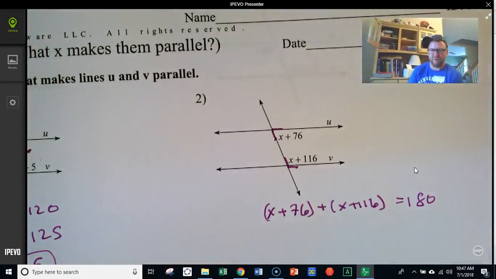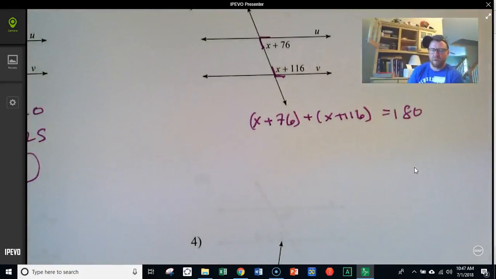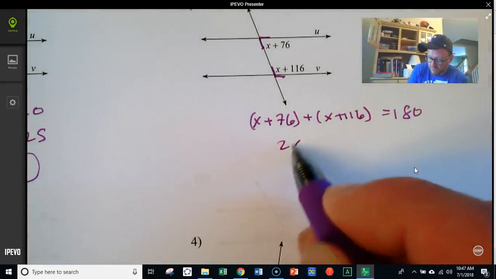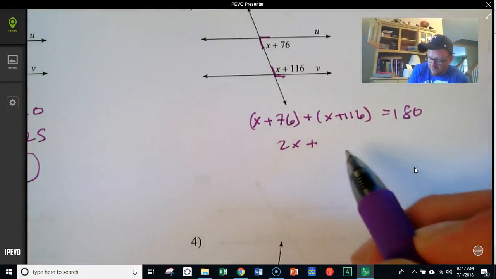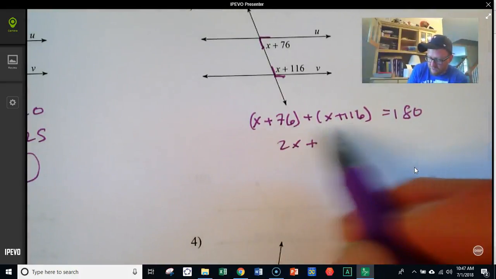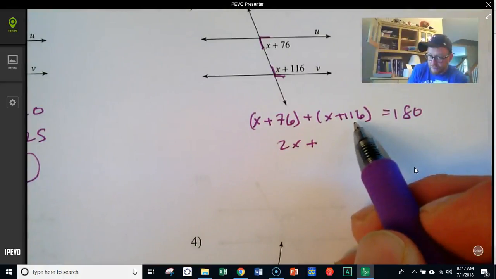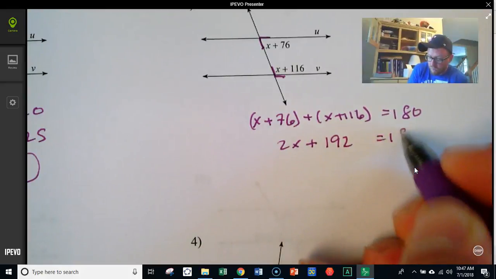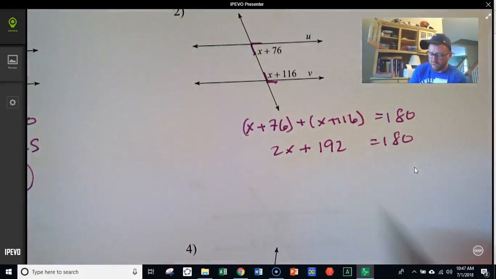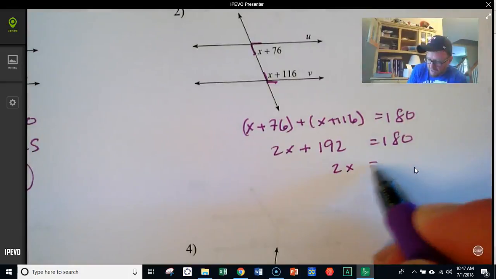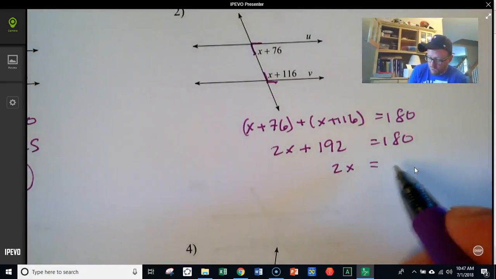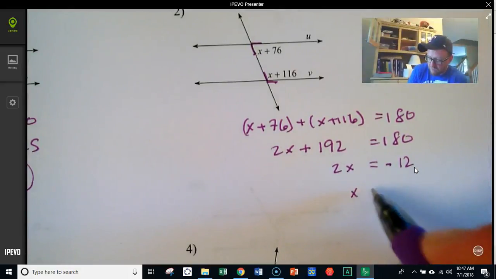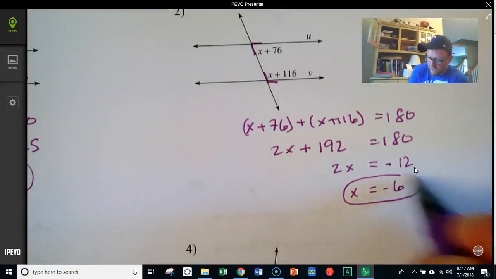Now, I put these in parentheses just for the visual, not necessary. All right, so the first thing I'll do is some combining like terms. I have two x's. I have a 76 and a 116. That makes 192 equals 180. I'm going to subtract 192 from both sides, and I get 2x equals negative 12. Divided by 2 on both sides, and x equals negative 6.